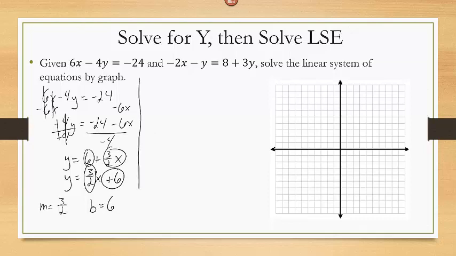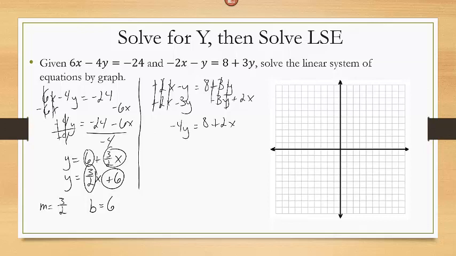Now let's focus on our other equation, which is negative 2x minus y equals 8 plus 3y. Are there any parentheses? No. Fractions? No. So let's move over our 2x to the right side. So add 2x to both sides. And move our 3y to the other side. So minus 3y on both sides. The 2x cancels, the 3y cancels. We're left with negative 1 minus 3 is negative 4y equals 8 plus 2x.